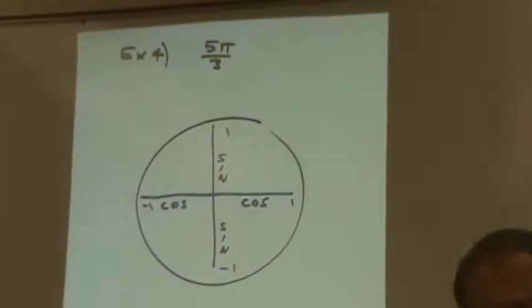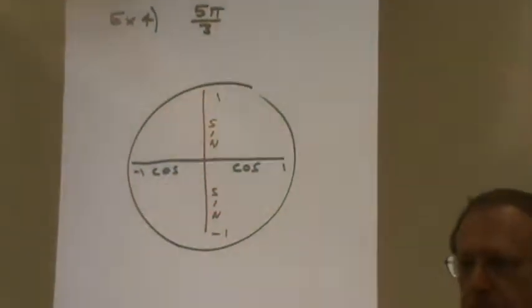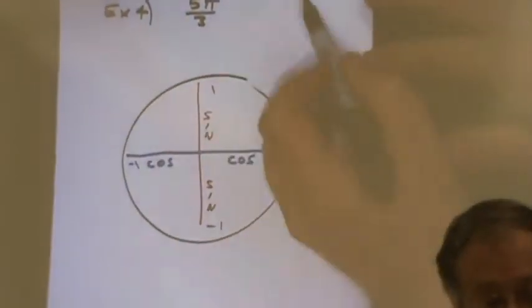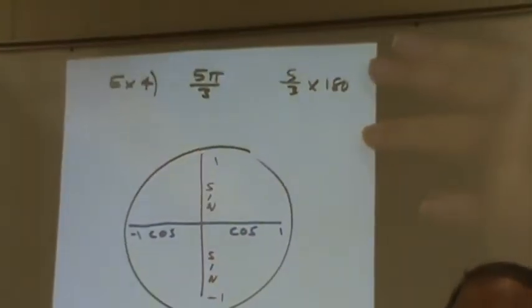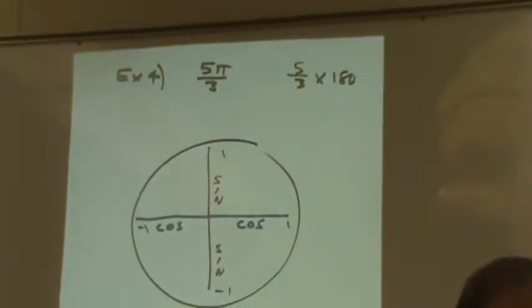And how many degrees is 5 pi over 3? 300. Well, it's 5/3 times 180, right? Because remember, you drop the pi and use 180. Divided by 3 is 60, times 5. Isn't that 300? We agree. It's 300 degrees.